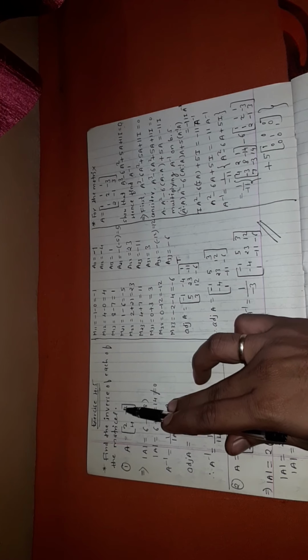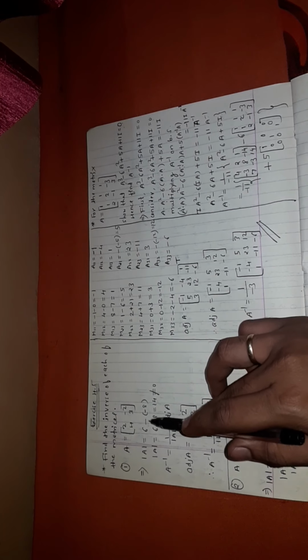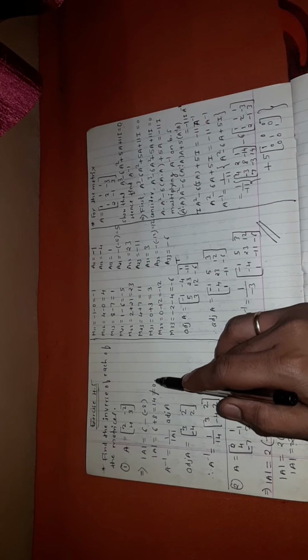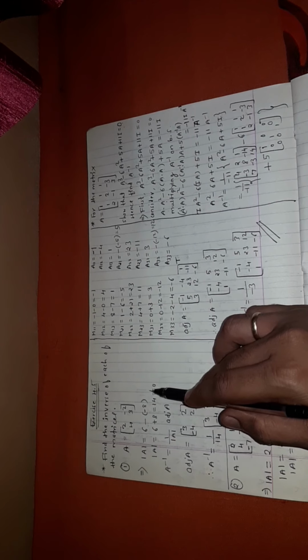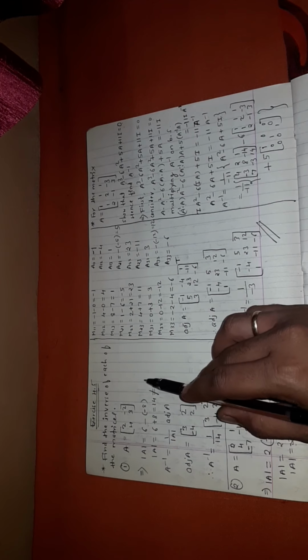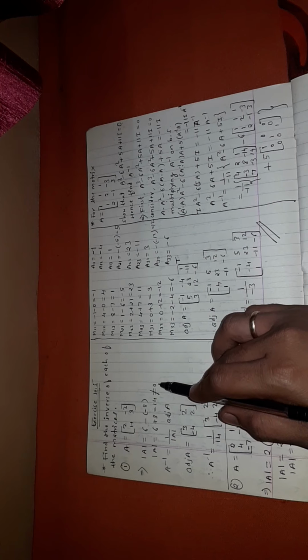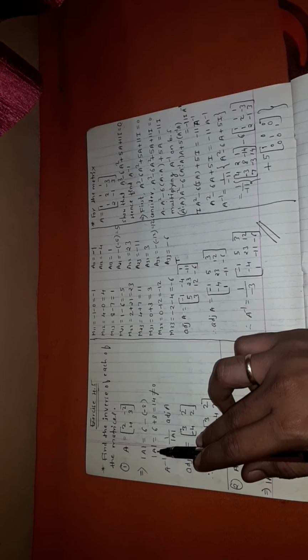So 3 twos are 6, minus 4 into 2 is minus 8, minus into minus is plus, so 6 plus 8 is 14, which is not equal to 0. Always the determinant A value should be not equal to 0. If it is not equal to 0, then only the inverse exists. Otherwise, inverse does not exist. Suppose after expanding, the determinant A value is 0, then we can say that the inverse does not exist.